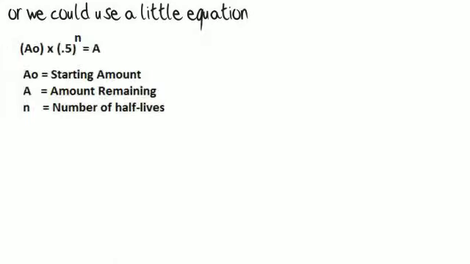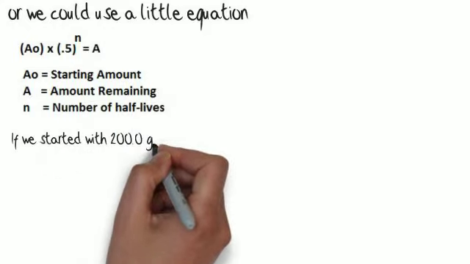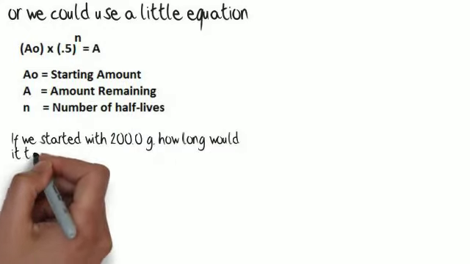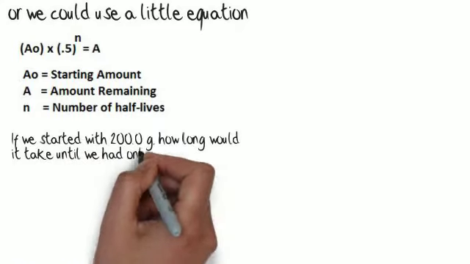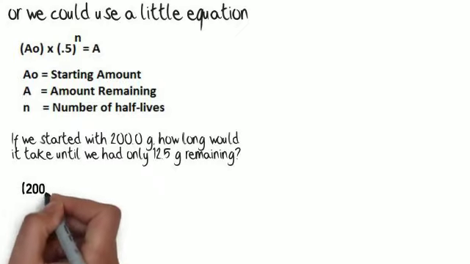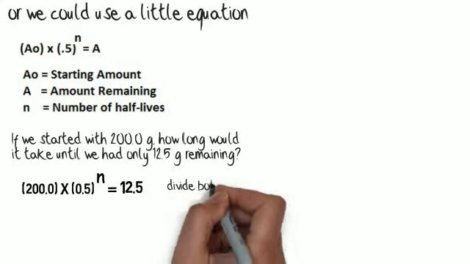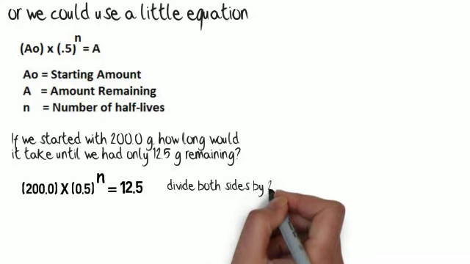And the equation that we could use is A naught times 0.5 raised to the n equals A, where A naught is the starting amount, A is the amount remaining, and n equals the number of half-lives. So if we start with 200 grams, how long will it take till we only have 12.5 grams remaining? Same problem. We're going to plug these values into our equation. So we take 200.0 times 0.5 raised to the n power, where n is the number of half-lives, and that's what we're solving for, equals 12.5.